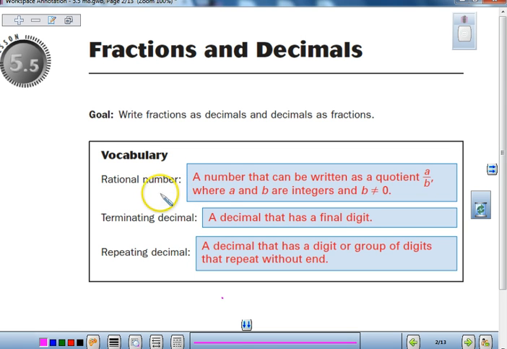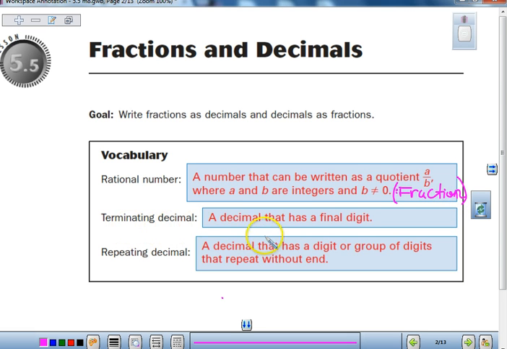So please make sure in the notes you write down it's a number that can be written as a quotient, A over B, where A and B are integers, and B cannot equal 0. Remember, you can never divide by 0. The key thing is that you can write every rational number as a fraction. So anytime you're thinking rational, it's a number that can be written as a fraction.